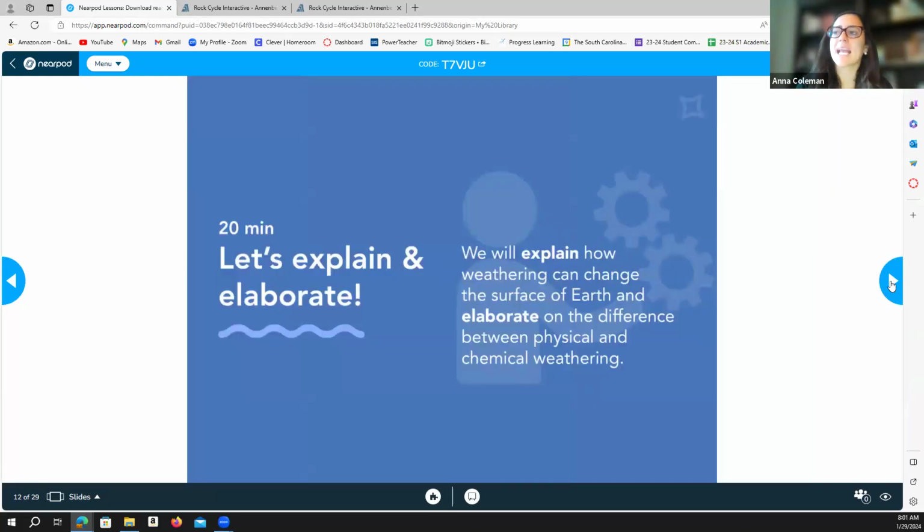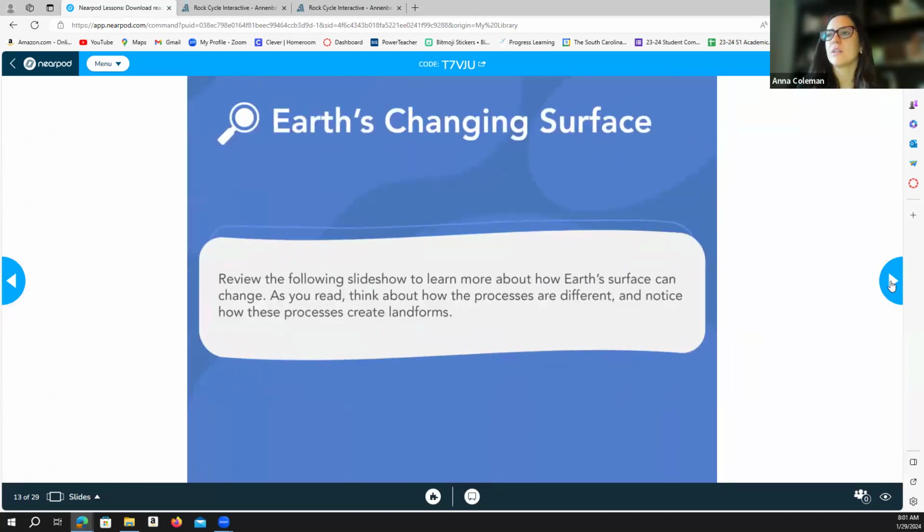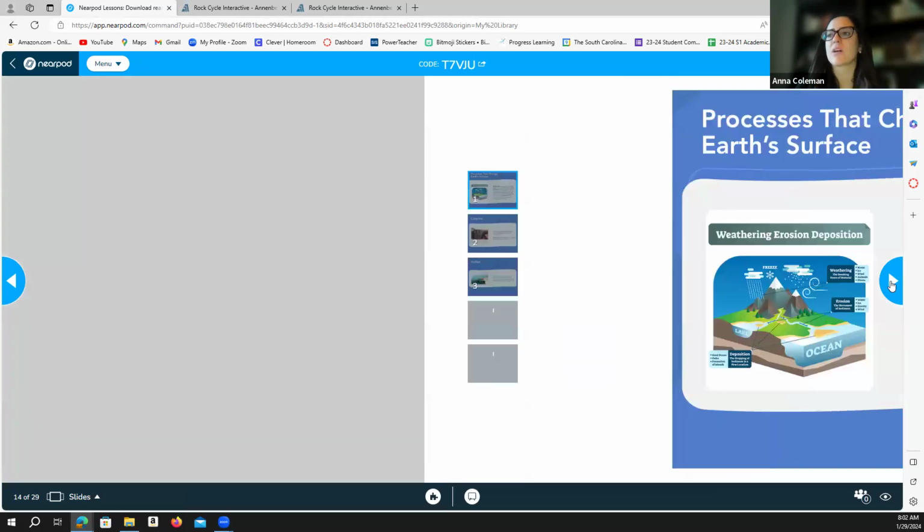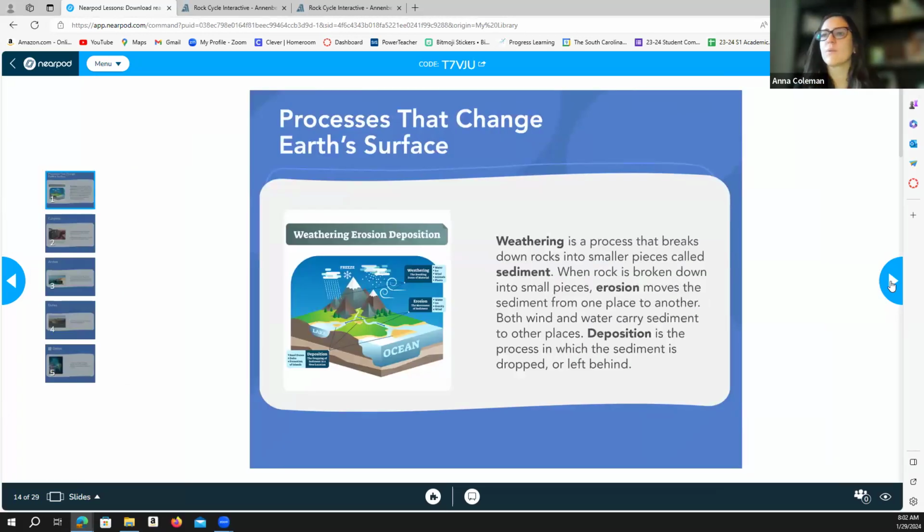So we're going to explain how weathering can actually change the surface of the Earth and elaborate on the difference between physical and chemical weathering. All right, so I'm going to read you guys this slideshow to learn more about how the Earth's surface can change. I want you guys to, as you read, think about how the processes are different and notice how these processes create landforms. So we talked about this this week, but we're going to do it again because it's good for us, right? So weathering is a process that breaks down rock into smaller pieces called sediment.